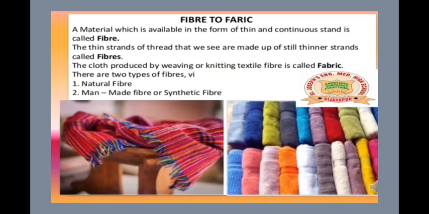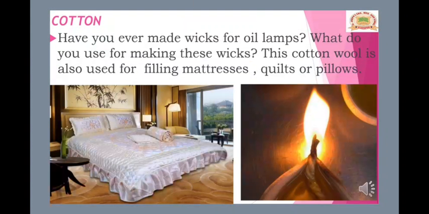The material which is available in the form of thin continuous strand is called a fiber. The thin strands of the thread are further made up of thinner strands and are also called fibers. Thus, the cloth is produced by weaving and knitting processes, and it is called a fabric. There are two types of fibers, that is natural and synthetic.